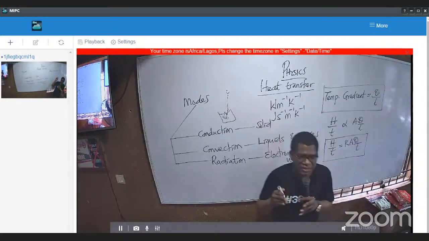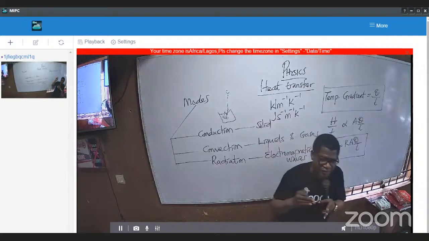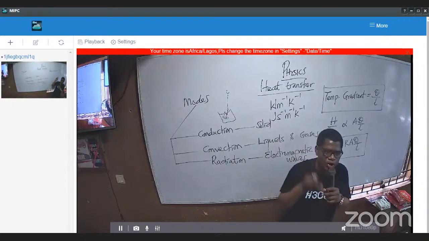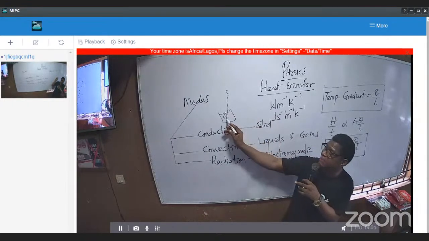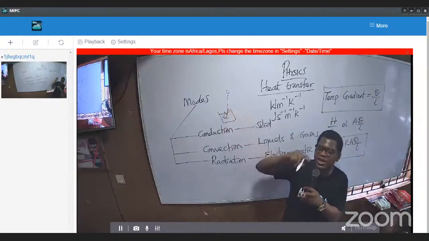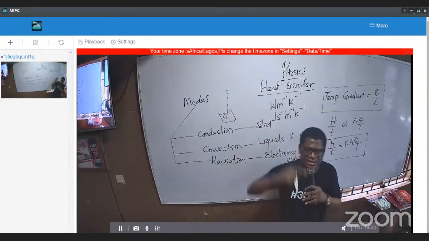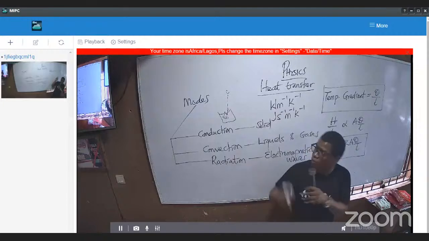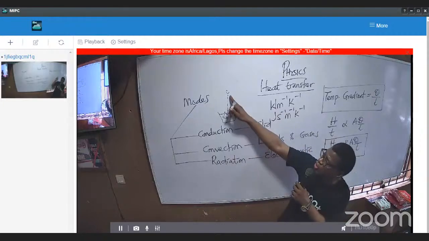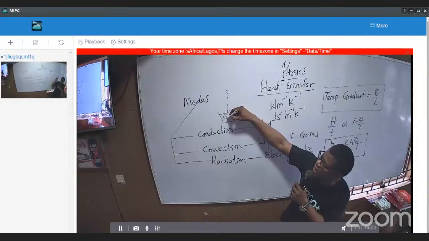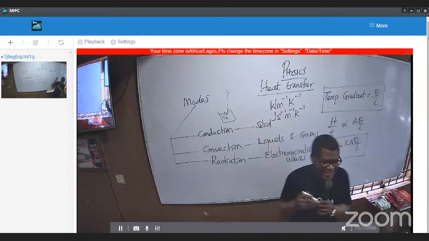The material itself is not moving. The medium is not moving. That's the difference between convection and conduction. In conduction, the heated material is not moving, but in convection, the liquid or the gas has to move. We are going to look at that very soon. So in conduction, heat moves as a result of temperature gradients.